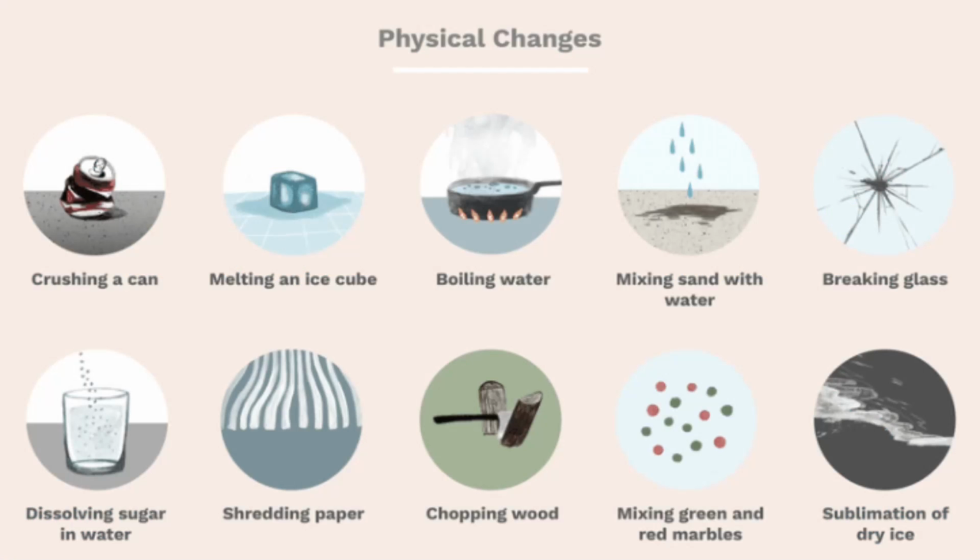A few examples of physical changes are crushing a tin can, melting an ice cube, boiling water, mixing sand with water, breaking glass, mixing green and red marbles together, chopping wood, shredding paper, dissolving sugar into water. In all these changes, you can see that the original substance can be obtained again. There is no new substance formed. So, this is an example of a physical change.